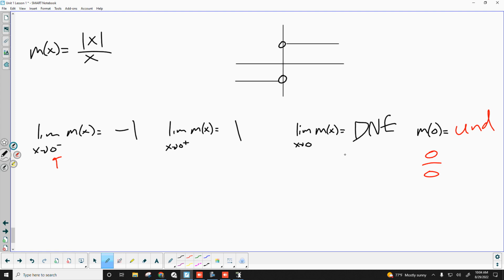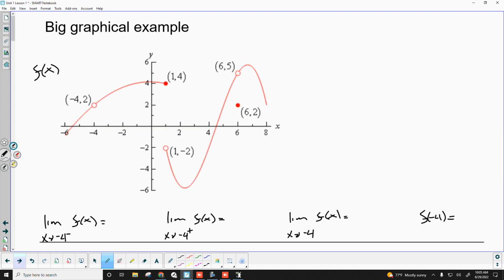Limits exist. This is important. Limits exist or they do not exist. Function values are defined or they are undefined. Okay? All right. Sorry, no more equations. Just a graph.